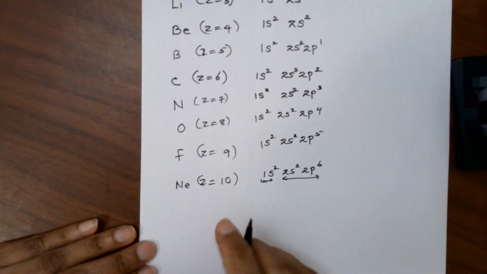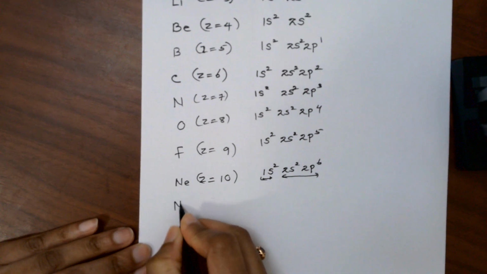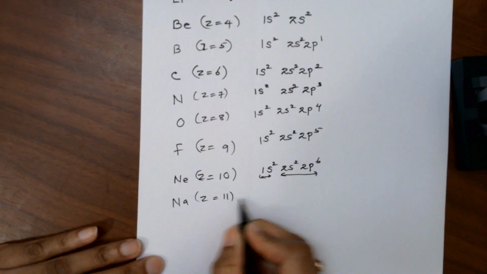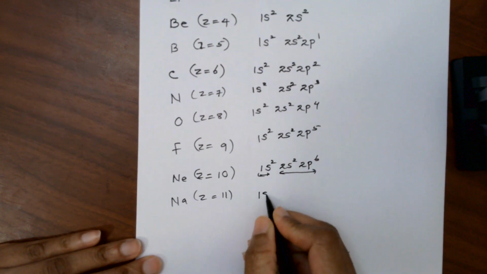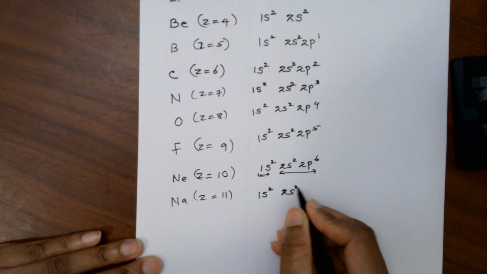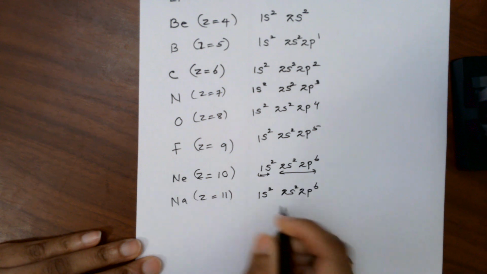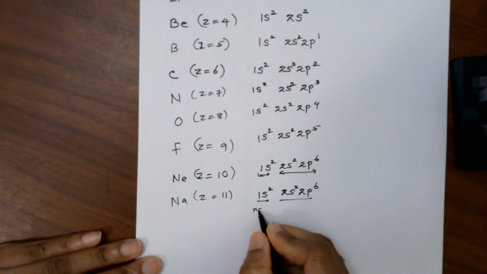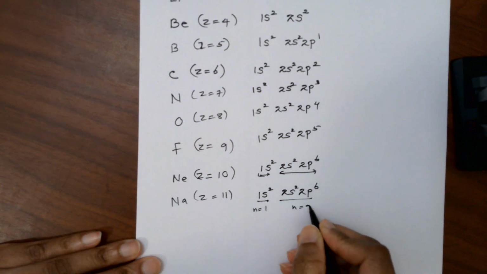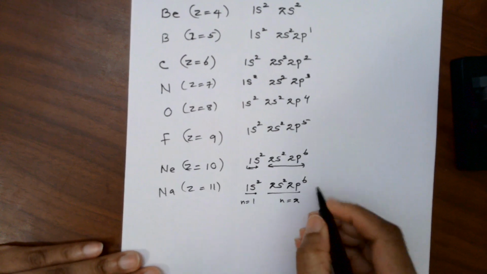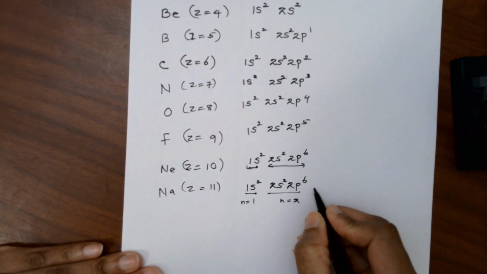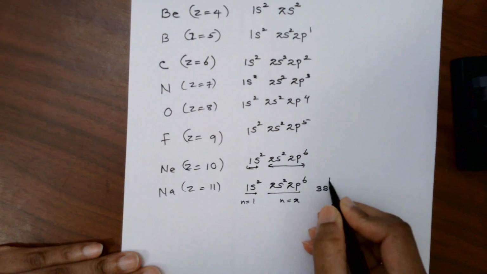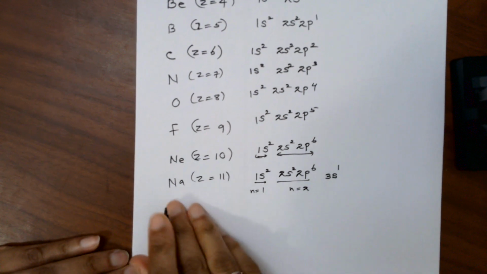Right? Now let's see the next one, sodium. Z equals 11. You have to fill 11 electrons, that is 1s2, 2s2, 2p6. The n equals 1 level and n equals 2 level are both completely filled now. So let's jump into the next highest energy level, n equals 3. At the n equals 3 level, the lowest orbital is 3s1. So this is the configuration for sodium.